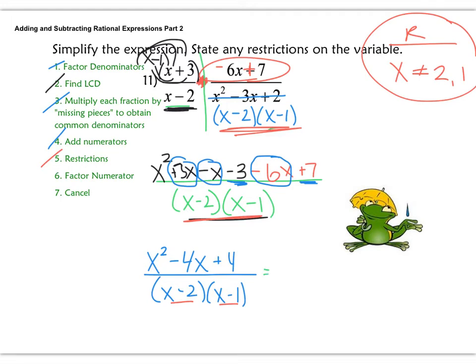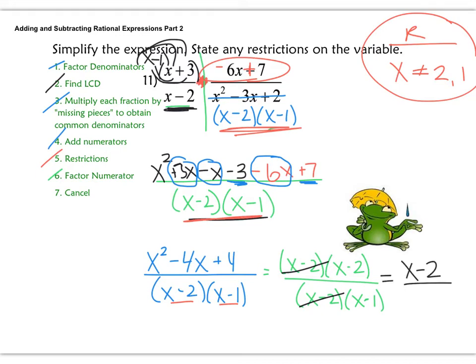Step 6 is to factor the numerator. So let's see, we can factor that, right? So that'd be x minus 2 and x minus 2 over x minus 2 and x minus 1. Done there. Does anything cancel? Yay! X minus 2 will cancel with that x minus 2. So our final answer then is x minus 2 over x minus 1.